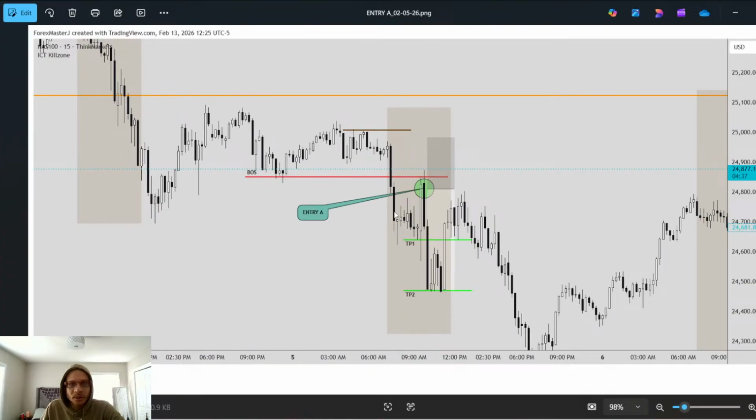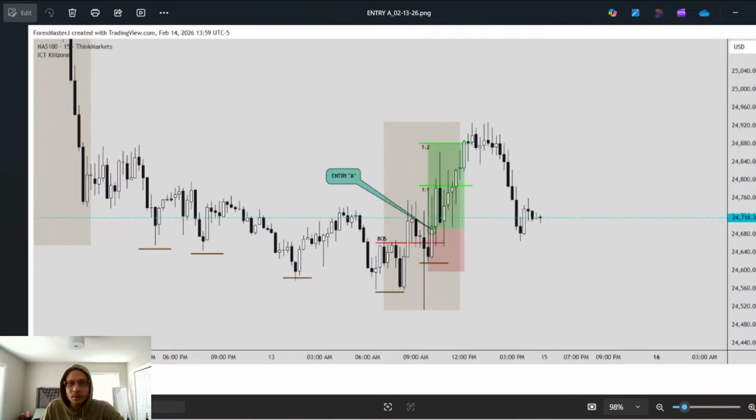Another A entry. Indication here, correction. Price made a lower high here. Price made a lower low. We actually took this trade and we waited for price to come back. And then as soon as price started coming back down, because we already had a lower high form, we were comfortable with taking that sell. We hit a ratio of 2 on that one.